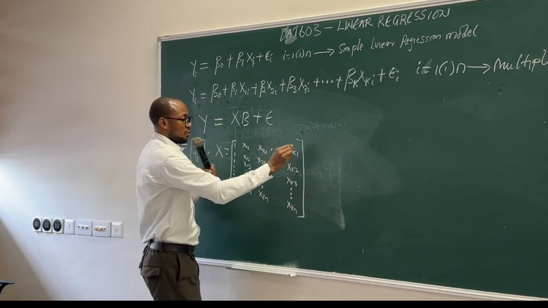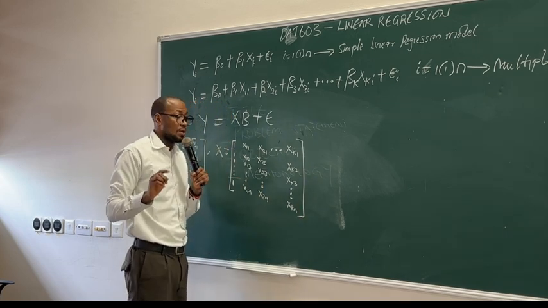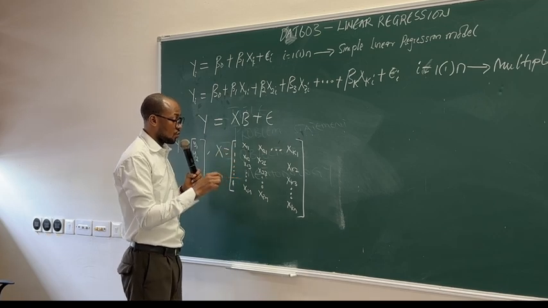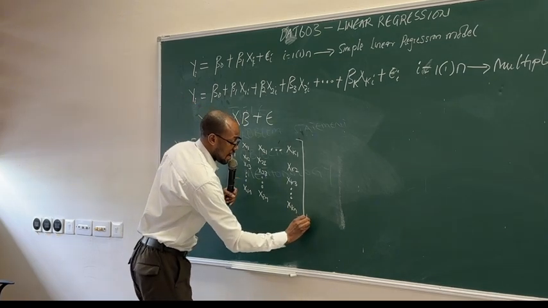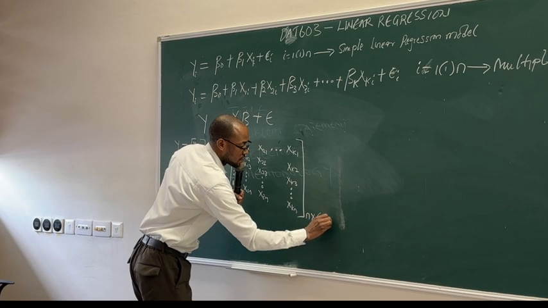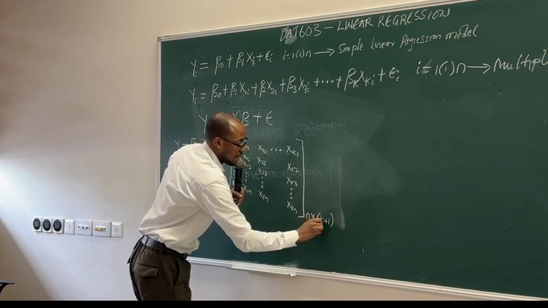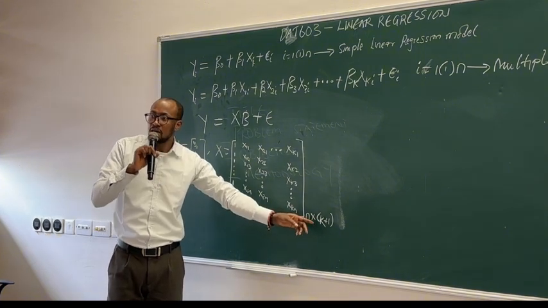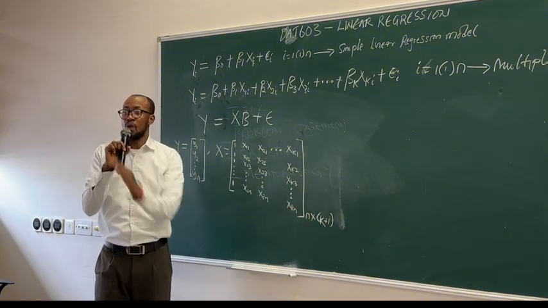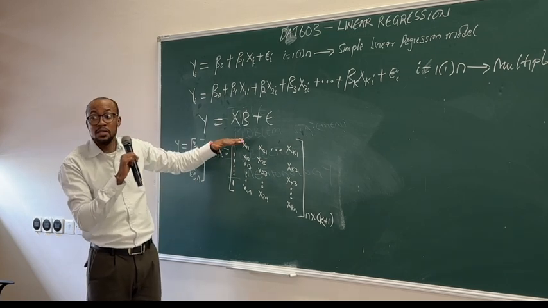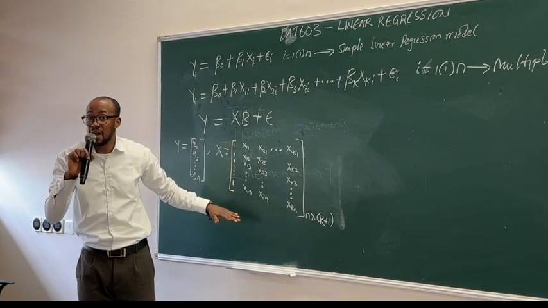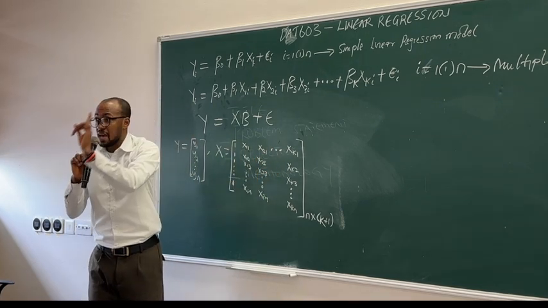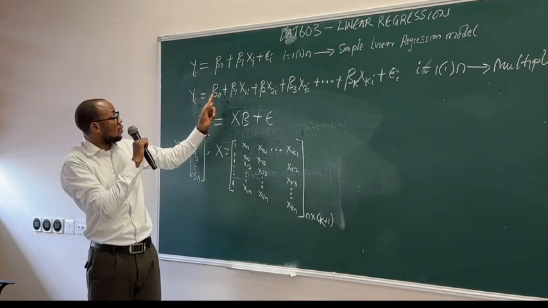Now, this is the matrix. And the matrix will have how many rows? It will have n by k plus 1. That's the dimension of this matrix: n by k plus 1. Why is it n? Because n is the number of observations per variable. Then how many explanatory variables do we have? We have k explanatory variables, but then we also have to account for the intercept.